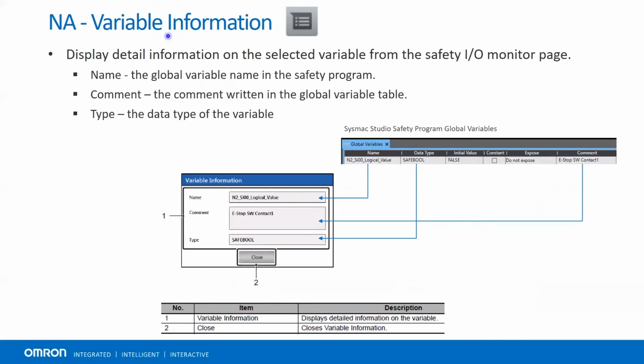Variable information icon. Display detailed information on the selected variable from the safety I/O monitor page. It will display the name, which is the global variable name in the safety program, the comments, the comment written in the global variable table, and the type, the data type of the variable.